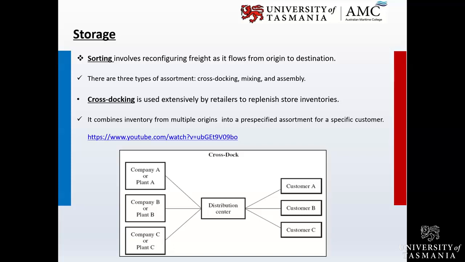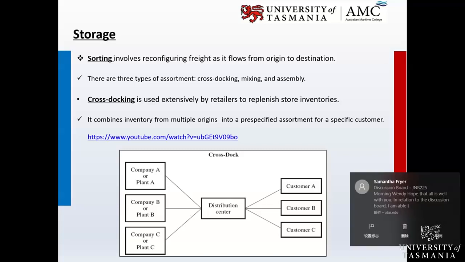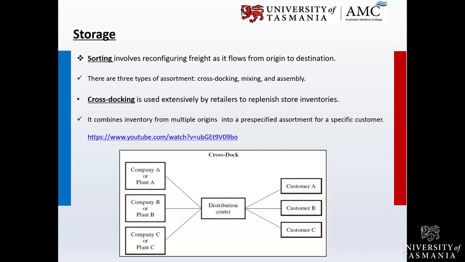In this figure, for example, we consider customer A. Customer A makes an order from plant A, an order from plant B, and an order from plant C. So all the shipments for customer A are from A, B, C. They will be combined in the distribution center, and then delivered to customer A. It's similar for customer B and customer C. So the purpose is to meet a specific customer's requirements.